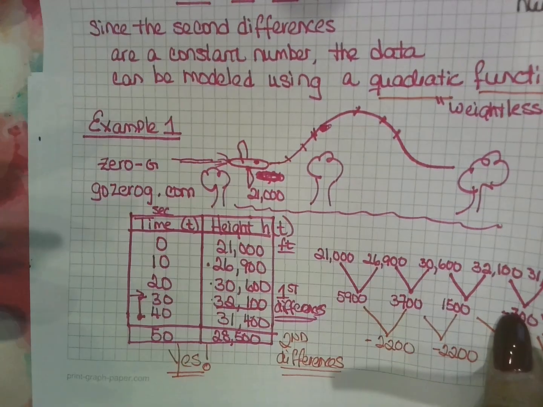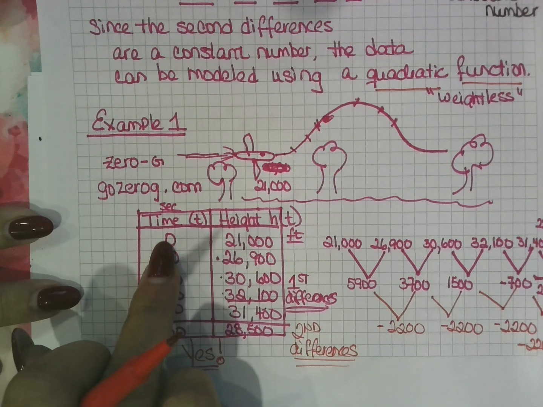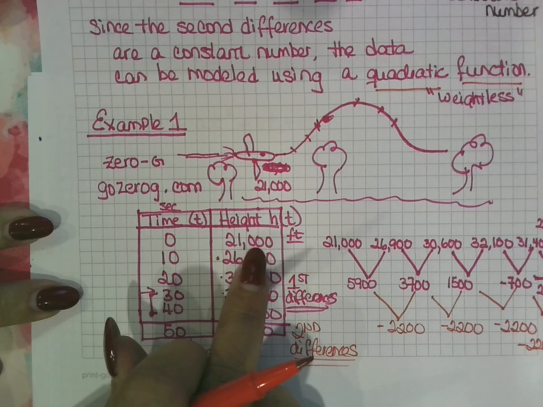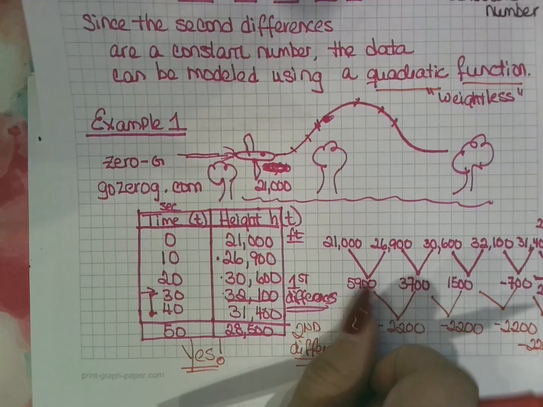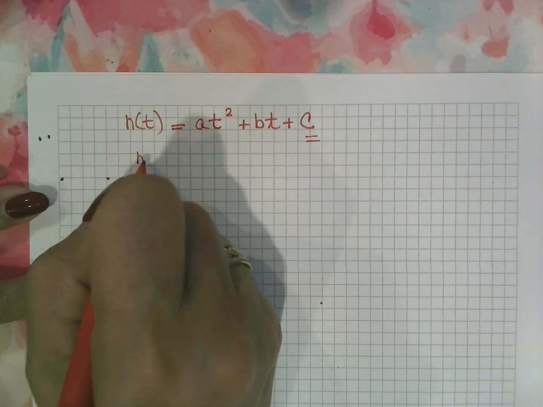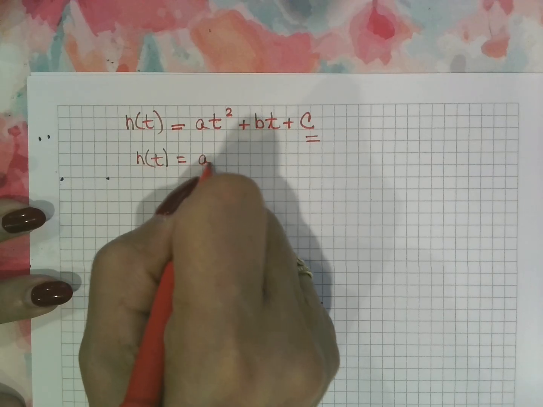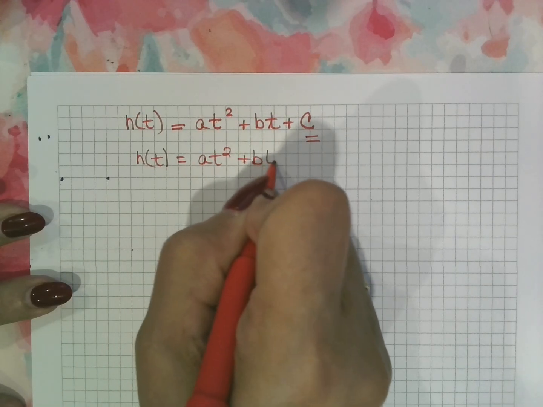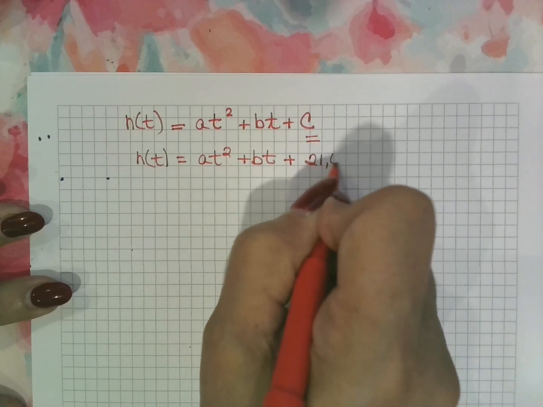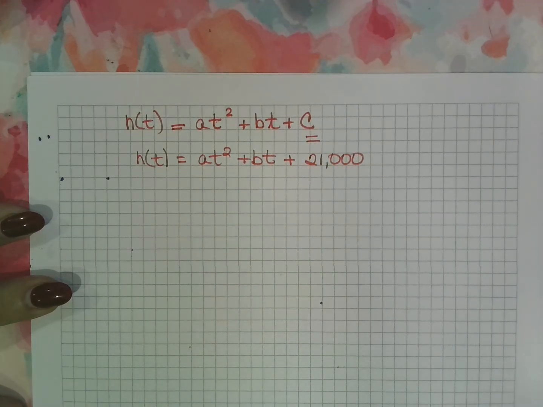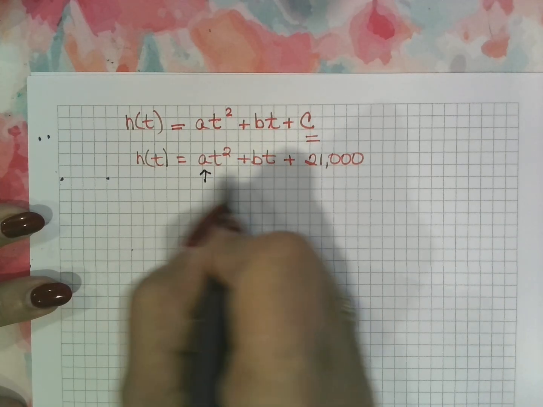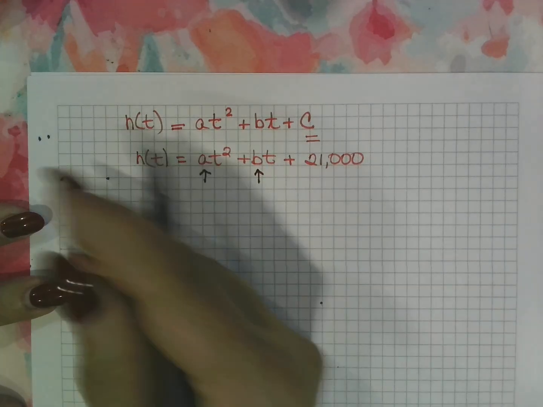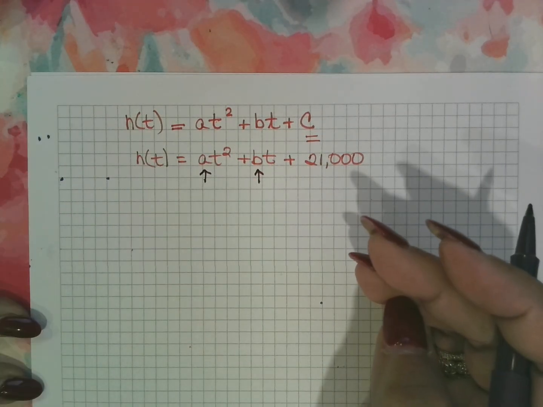So if we look at our table of values, when time is 0, the function is at 21,000 feet. It's flying at that cruising altitude of 21,000. So we can go ahead and put that in. So my h of t equals at squared plus bt plus 21,000. Now we need to figure out what this a and this b are in order to create our quadratic function.